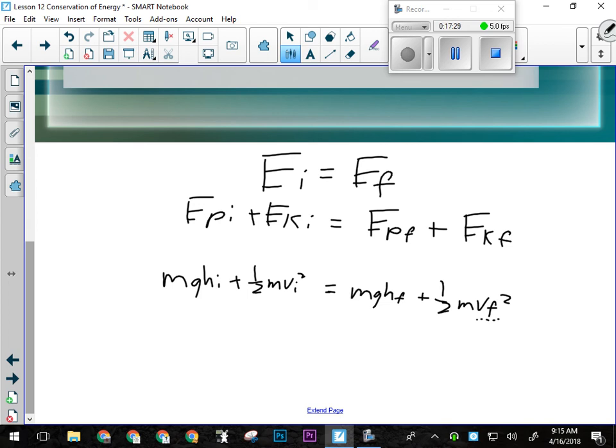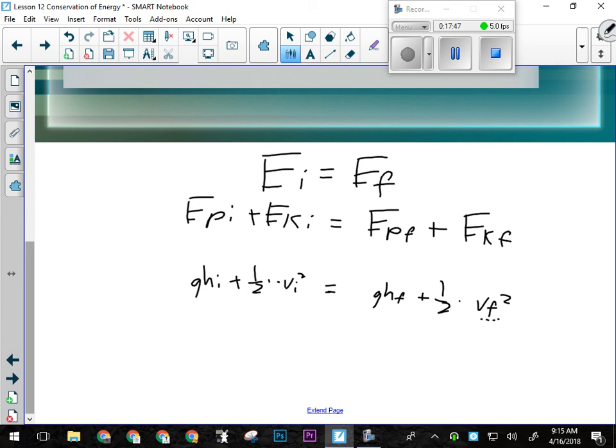It doesn't matter. Mass cancels. Mass is in every single term. I could put in whatever number I wanted because I'm multiplying all the numbers by that same number. So it doesn't really matter what mass is. I can eliminate it from this question because it's common to all of the terms.